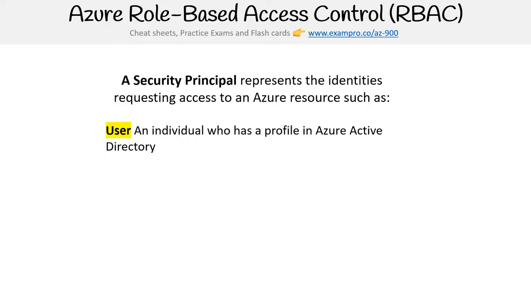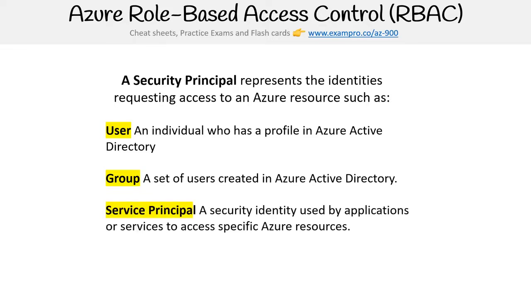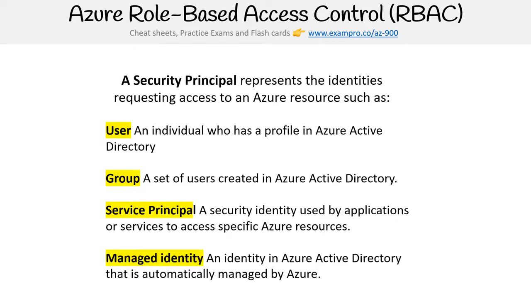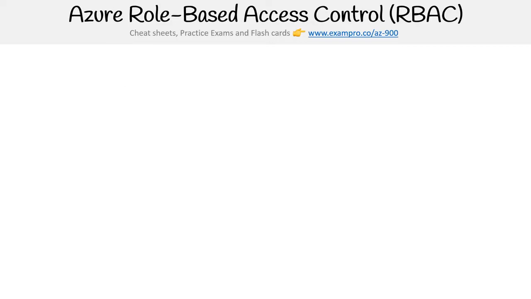You could have a user, which is an individual profile in your Azure Active Directory. You could have a group of users in your Azure Active Directory. You could have a service principal, a security identity used by applications or services to access specific Azure resources. This is when a service wants access. And you have managed identity, an identity in Azure Active Directory that is automatically managed by Azure. That one's a bit harder to describe, but that's not that important for the exam.